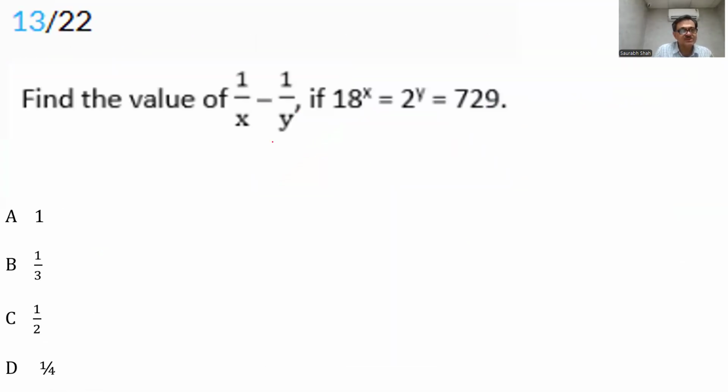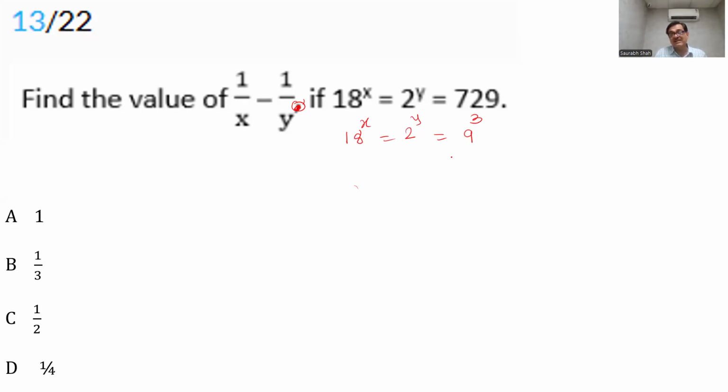So the 13th question now. Find the value of this. It is 1, this is a comma for the language, it's not y raised to y dash or something. 1 upon x minus 1 upon y, that's what we need to find. I'll rewrite the very easy question. Understand this concept: 18 raised to x is equal to 2 raised to y, and I'll rewrite 729 as 9 cube.